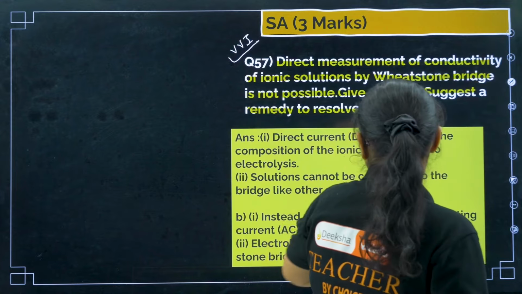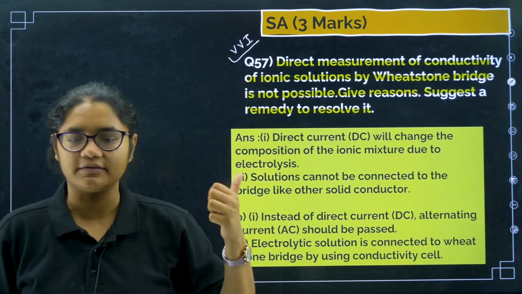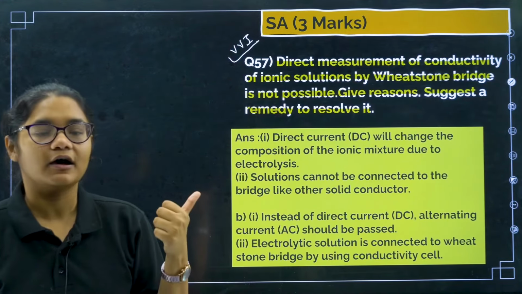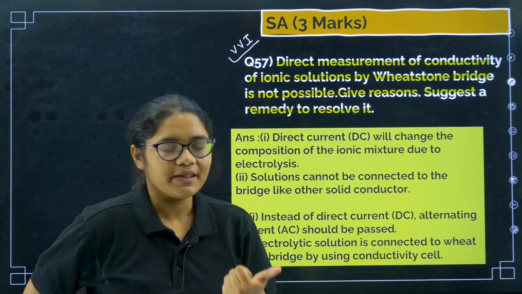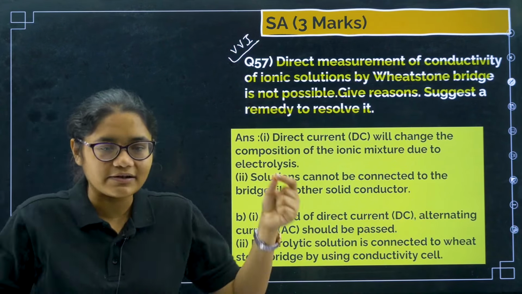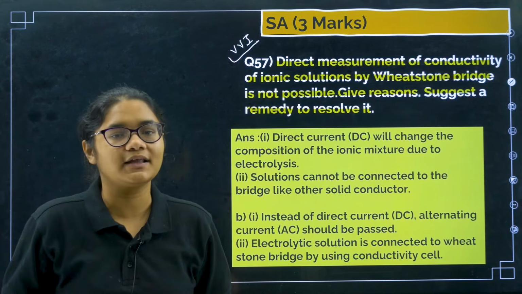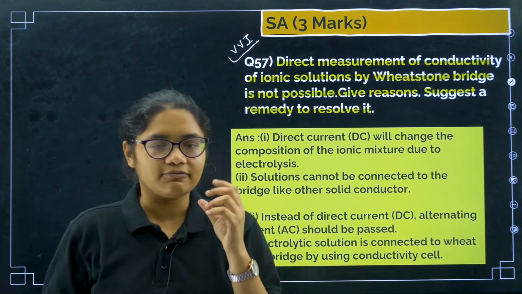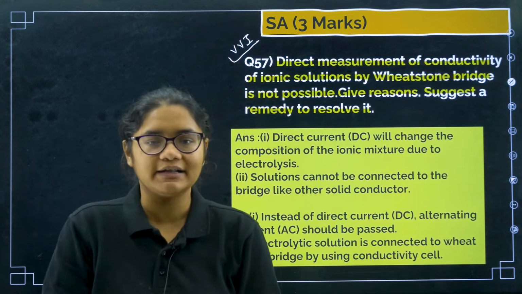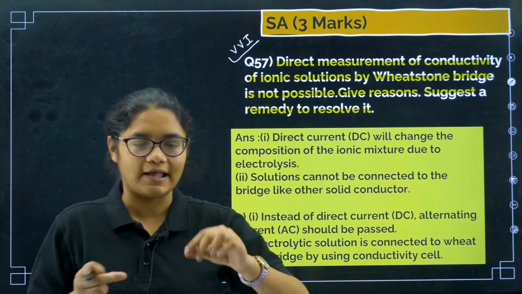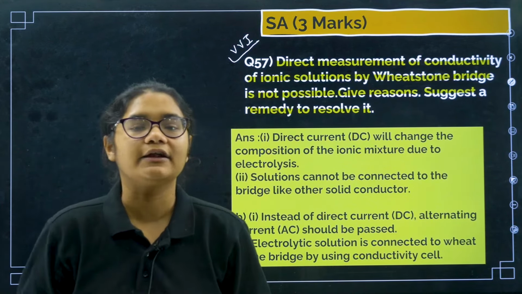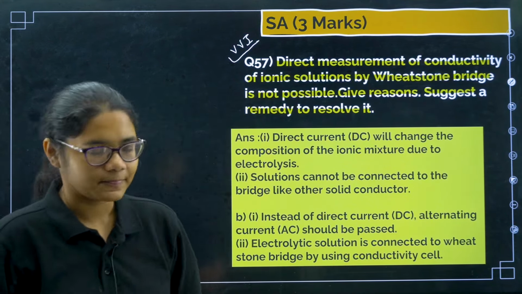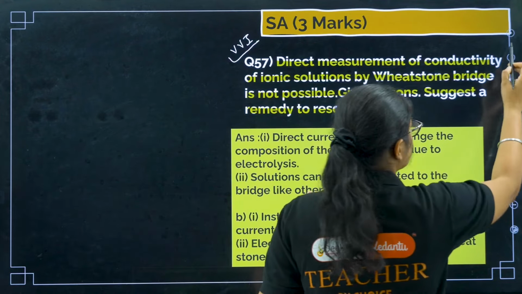Now what you have to see here: the first problem is with the direct current. Direct current can change the composition, and the second is that you cannot connect the wires to the electrolyte because it is a liquid. How is the problem solved? By using alternating current, and for the electrolyte we use a conductivity cell where we pour the electrolyte and the wires are connected to the conductivity cell. So this is an important question.